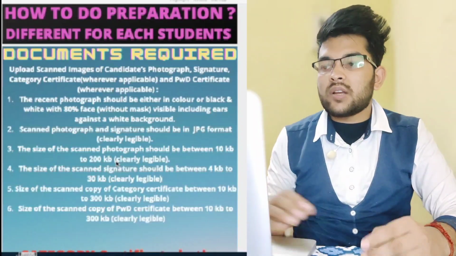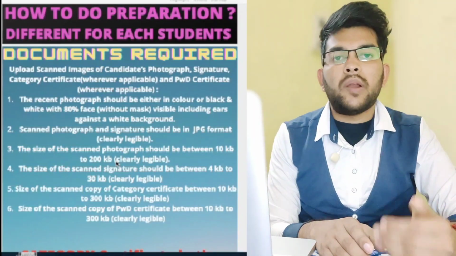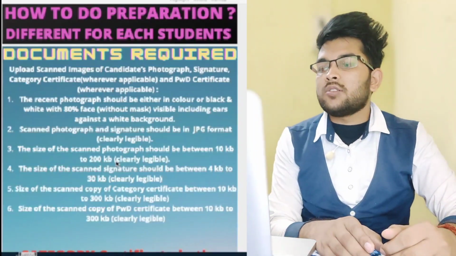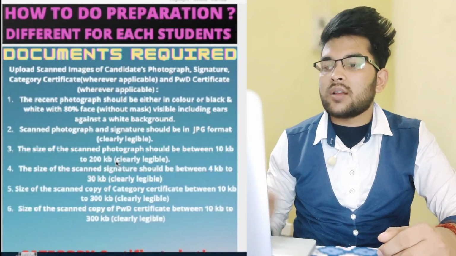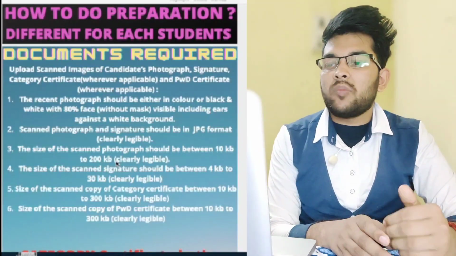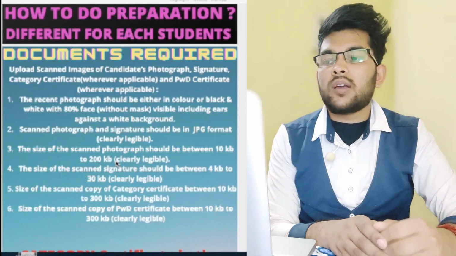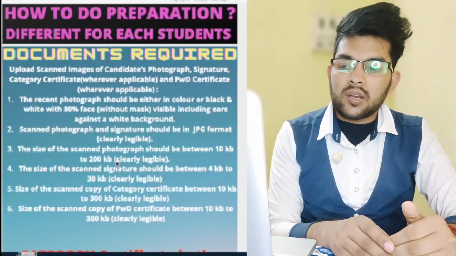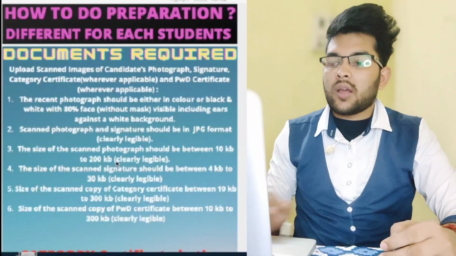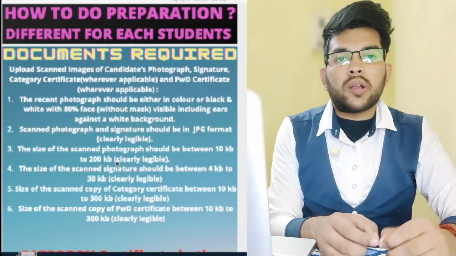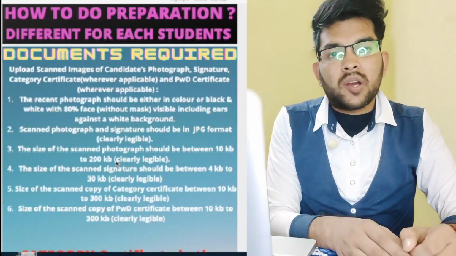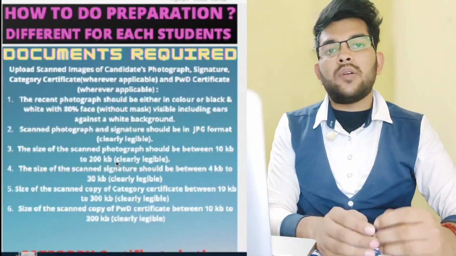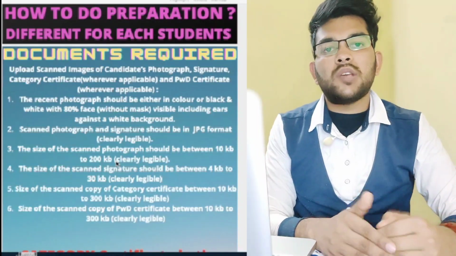There should be a recent photograph, and it can be color or black and white, both will be applicable, but 80% of your face should be visible without a mask, and all the criteria have been written side-wise. The size of the scanned photograph should be between 10 to 200 KB and clearly visible, the size of the signature should be between 4 to 30 KB, and the category certificate size should be 10 to 300 KB, and the rest you can check side-wise. And most importantly, for PWD candidates I will provide a separate video. So if you are a PWD student, no need to worry, I will provide a separate video in which I will talk about everything you need to know for JEE Mains 2022.